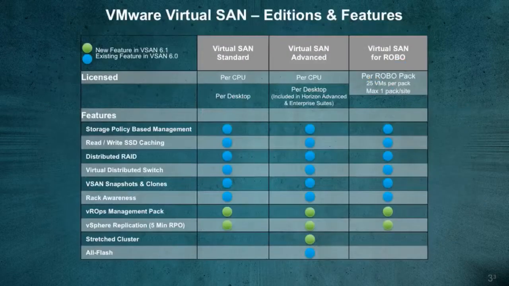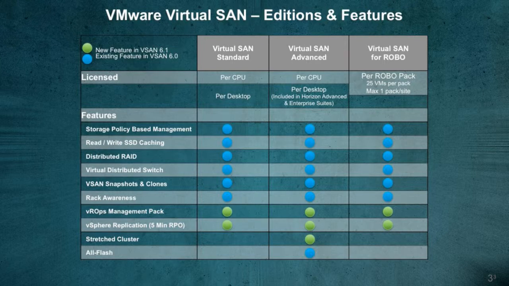Now, to go into some of the licensing of VMware Virtual SAN, we have a couple of different editions, and I'll get into the ROBO in just a moment, but if we look at our licensing chart, if you will, we have Standard, Advanced, and ROBO. Standard and ROBO are effectively the same as far as the feature set. Advanced gives us the capability of using all flash or also stretched clusters.